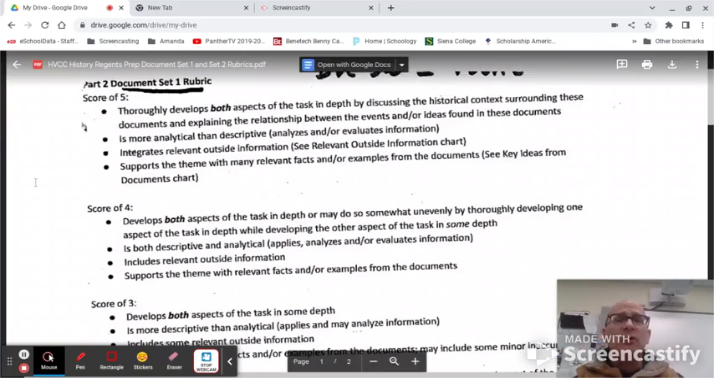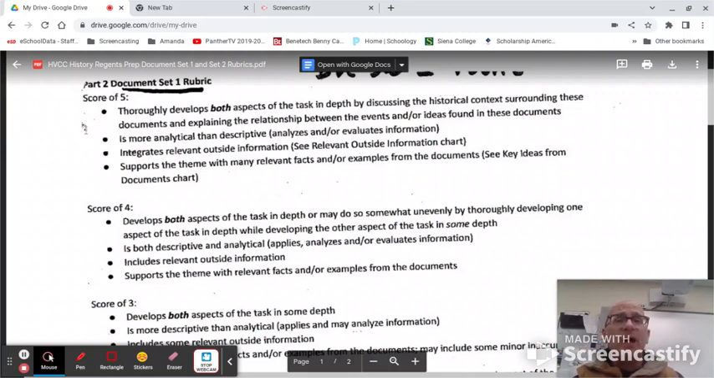So let's take a look at the rubric and what's expected. Basically, this is the rubric that will assist you in answering document set 1, which is typically the first set of documents on your exam. It's going to ask you to explain the historical context of the 2 documents, and to explain and identify the relationship using cause and effect, similarities or differences, or turning point.